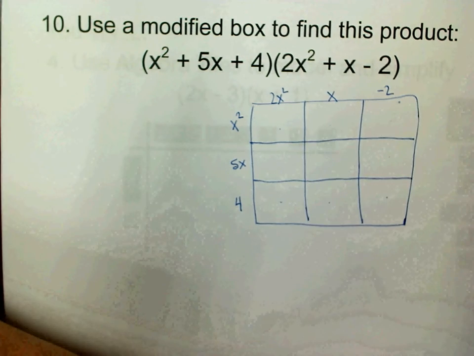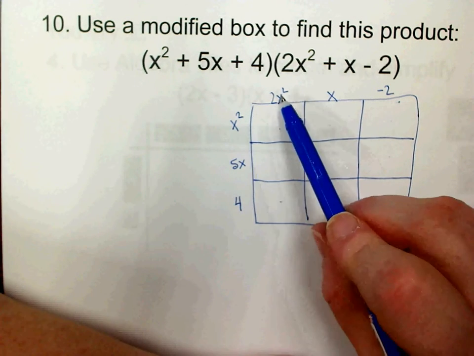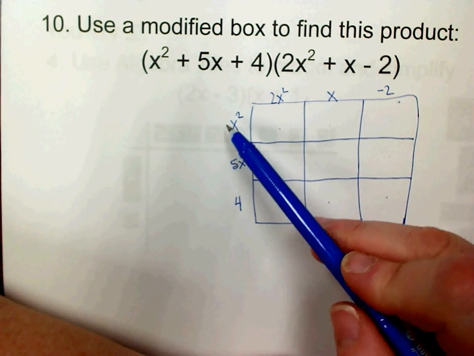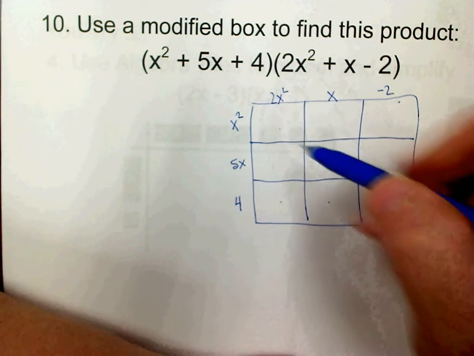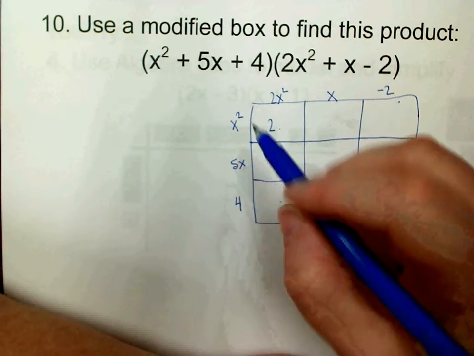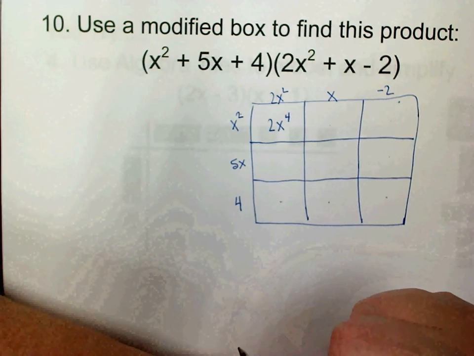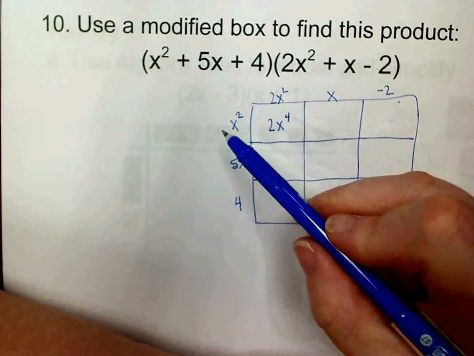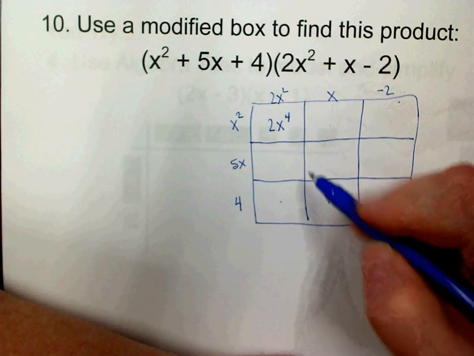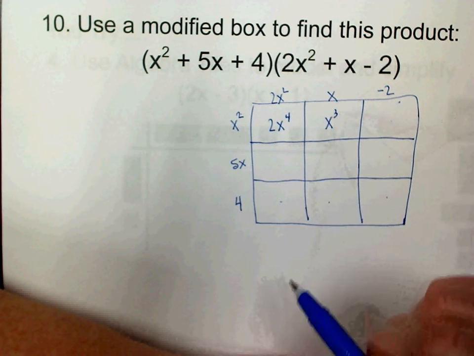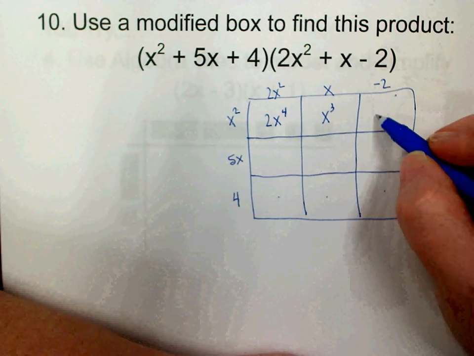So for this answer right here, we're multiplying the x squared by the 2x squared. So remember, this has an understood coefficient of 1 that's being multiplied by that coefficient of 2, which gives me a 2. Don't forget to add these exponents, so that would be an x to the 4th power. Here we're multiplying x to the second times x to the first. It's an understood 1, so that would become x to the third when we add those exponents. Here we're multiplying x squared by a negative 2, which is negative 2x squared.